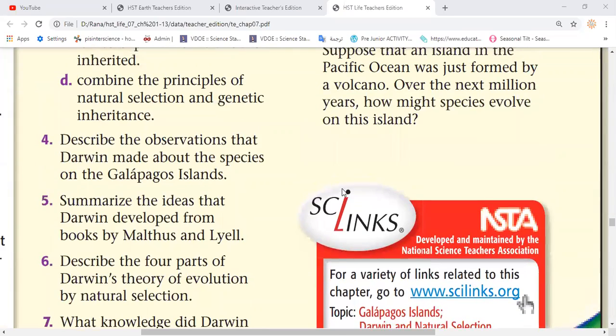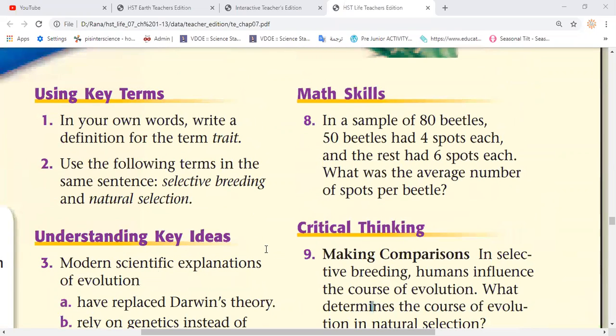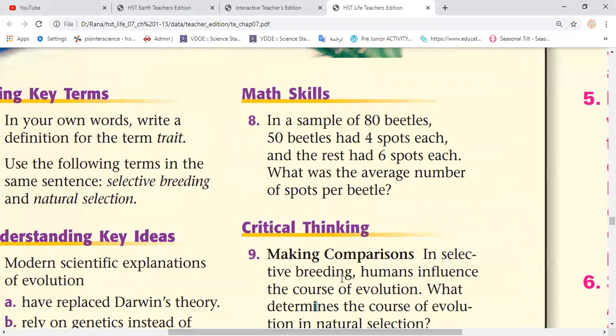Okay, good. Question number 8 here. It asks: in a sample of 80 petals, 50 petals have 4 spots each, and the rest had 6 spots. What was the average number of spots per petal? Could you find this? Can anyone answer this? Yes, okay, Uta, could you tell us how you can answer this one?